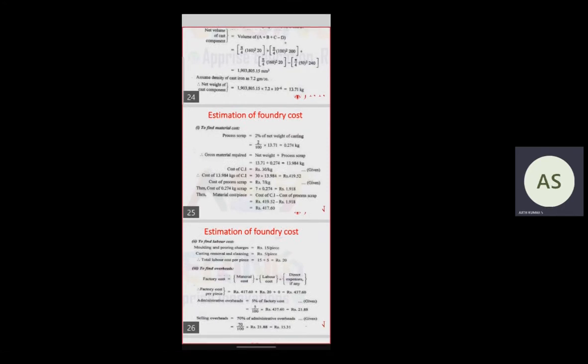Next, you want to find the overhead. Overhead is nothing but material cost. First we want to find the factory cost, because in the question they have given the overhead charge as 70% of administrative overhead, and administrative overhead is 5% of factory cost. So first we want to find the factory cost, then only we will get administrative overhead, and after getting the administrative overhead, we will find the selling overhead.